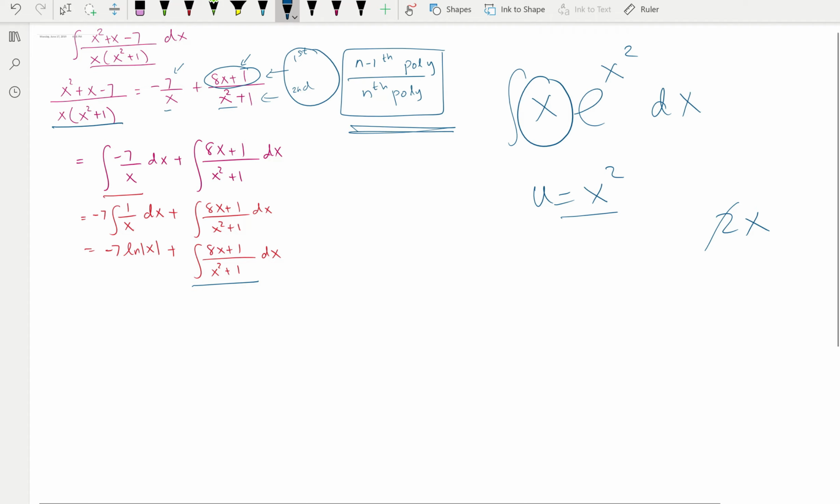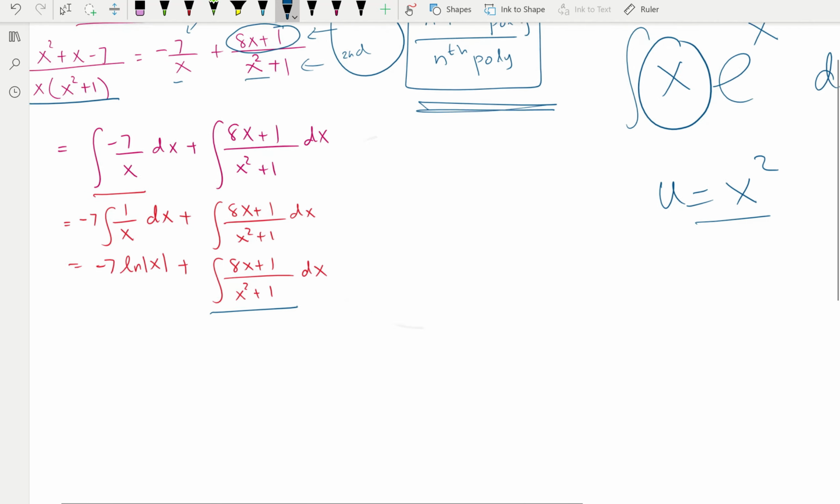That's one rule, one helpful fact that we can use in integration by substitution. Now think about this.